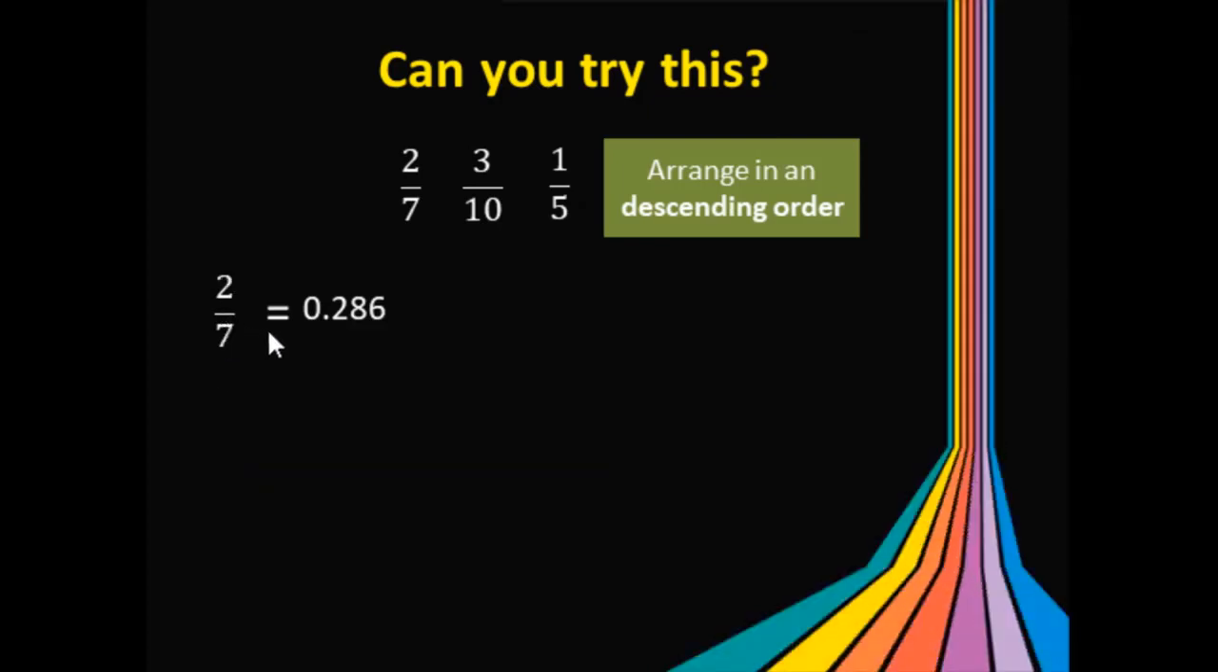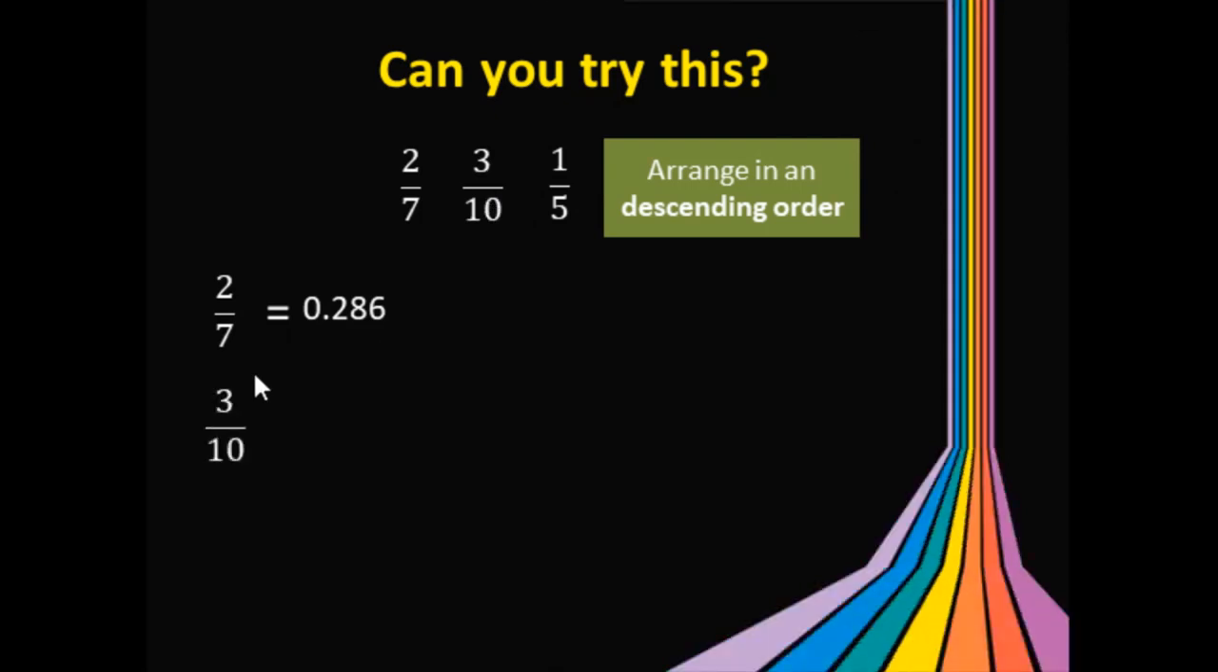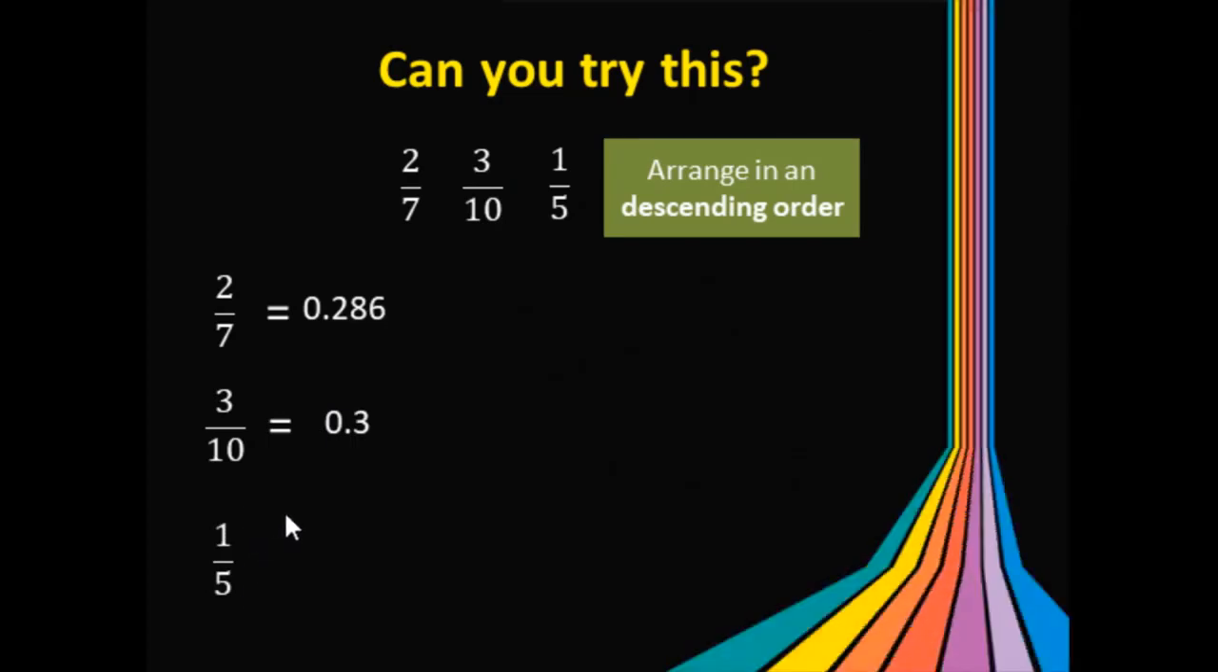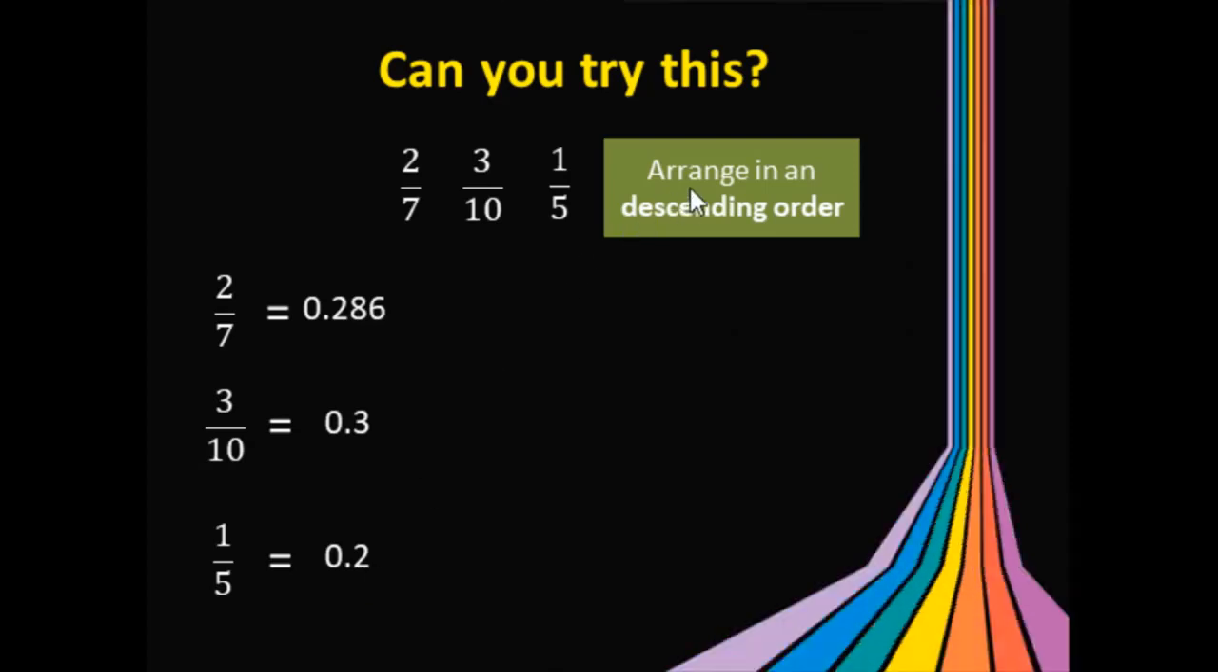2/7 is equal to 0.286. How about 3/10? 3/10 is equal to? Good job. We have 0.3. How about 1/5? 1/5 is equal to? Good job. 0.2. Now our task is to arrange the fractions into descending order.